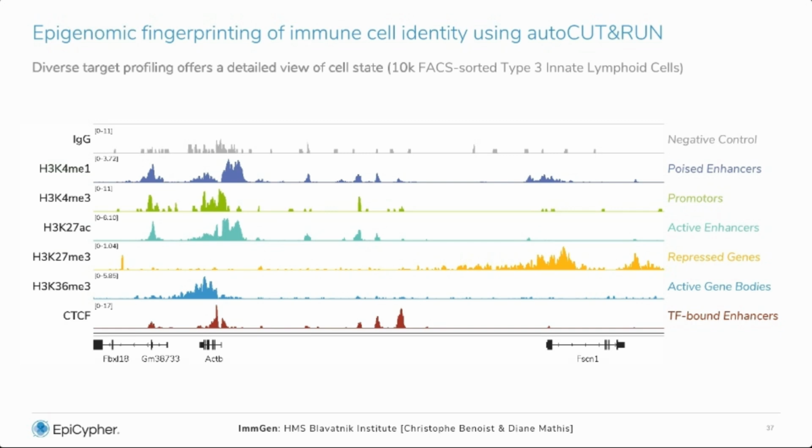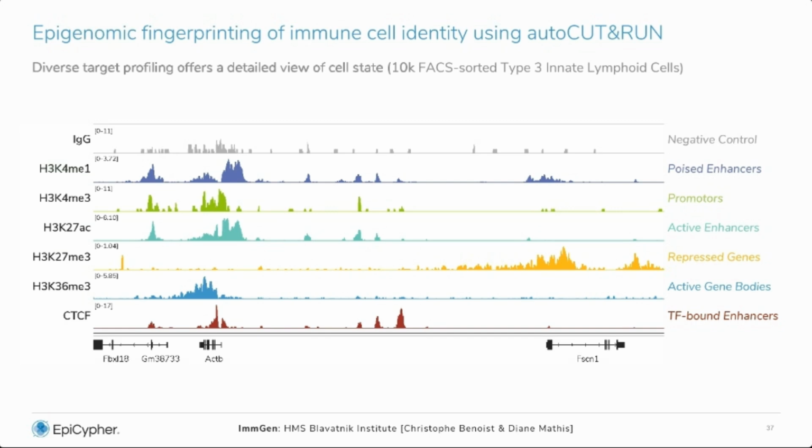So you can see K4 mono, a mark of poised enhancers, contrasting with K27 acetyl, a mark of active enhancers. You can see K4 trimethyl, a mark of promoters. K27 tri shows a totally unique distribution because it's associated with repressed genes. K36 tri is a more broad mark of active gene bodies. You can see it kind of in between the promoters here. And then CTCF, which is a transcription factor that's typically bound to enhancers as well.